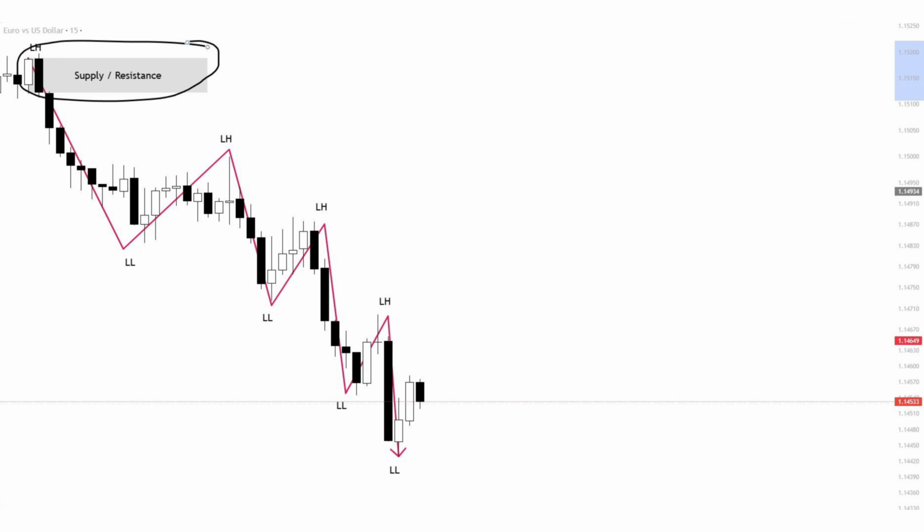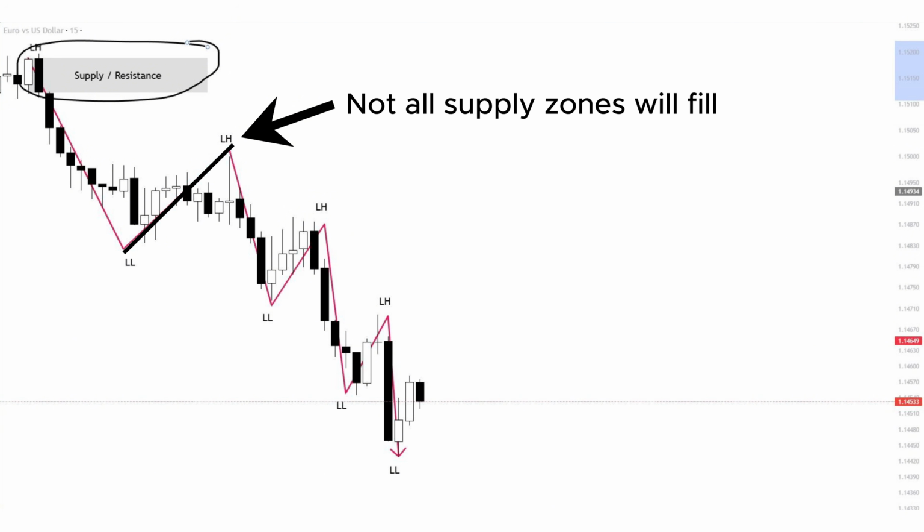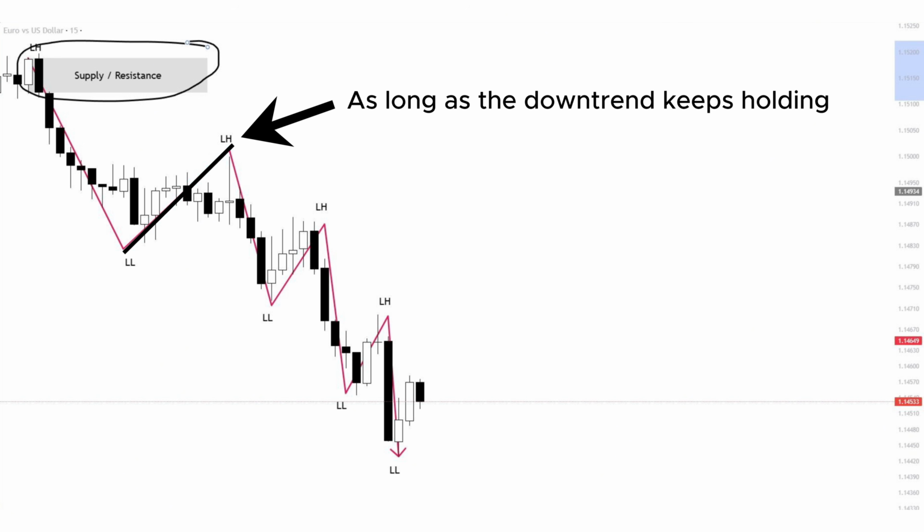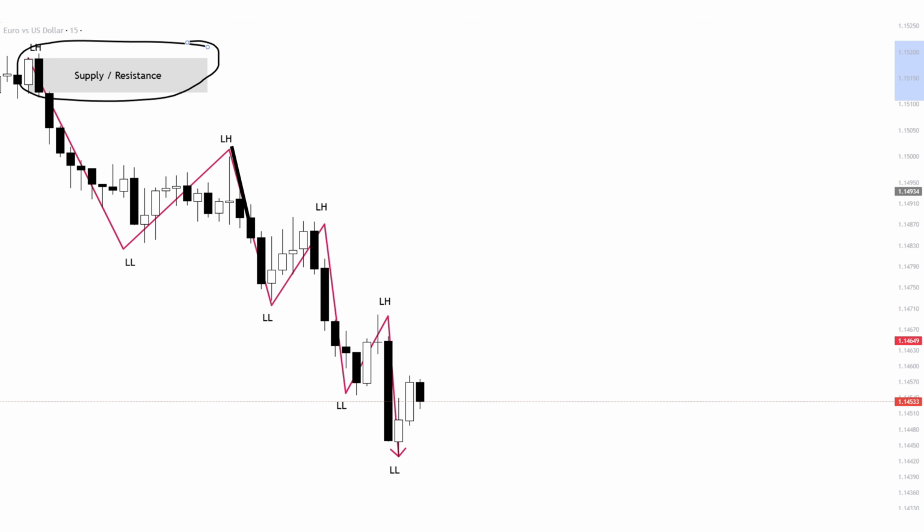But in this specific case, that pullback to the upside ended with the next high not being able to hit the supply. Keep in mind that not all of these supply zones will fill, nor will respect, and we don't even need many of them, so as long as the downtrend keeps holding, the opportunities will eventually appear. But of course, we need to know how to capitalize on them. For example, after the next high that was then followed with a break of the past low, a similar bearish pattern happened, essentially a lower high with a lower low formation.